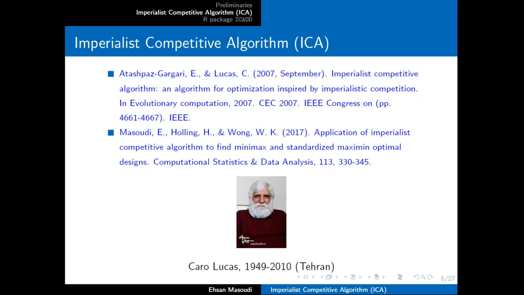I prefer to look at optimal design as an optimization problem, so I have used the imperialist competitive algorithm. It is completely new, from 2007. It was introduced by some people at the University of Tehran. Unfortunately, one of them, Lucas, died in 2010 because of cancer. For more information about the algorithm and how I applied it in optimal design, you can look at my paper here. I cannot explain it more because we don't have much time here.